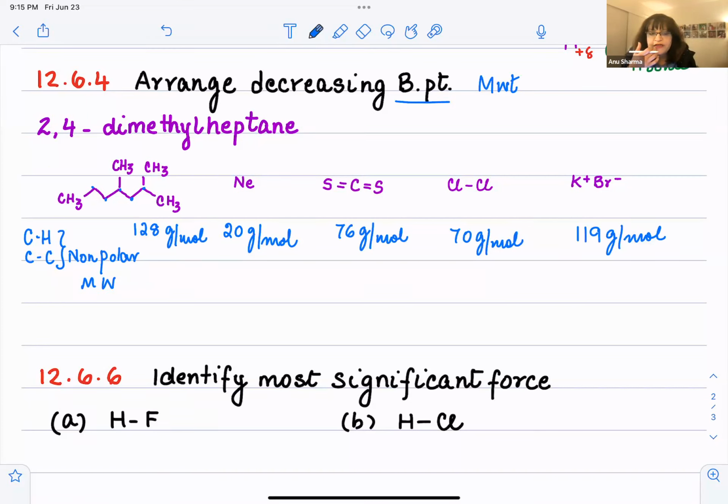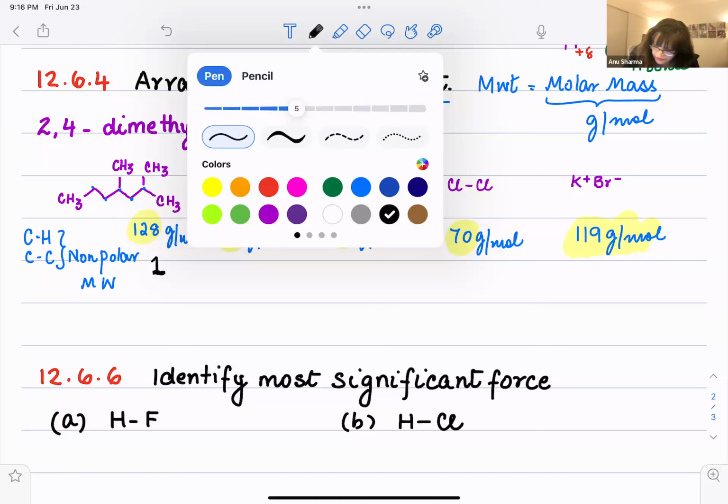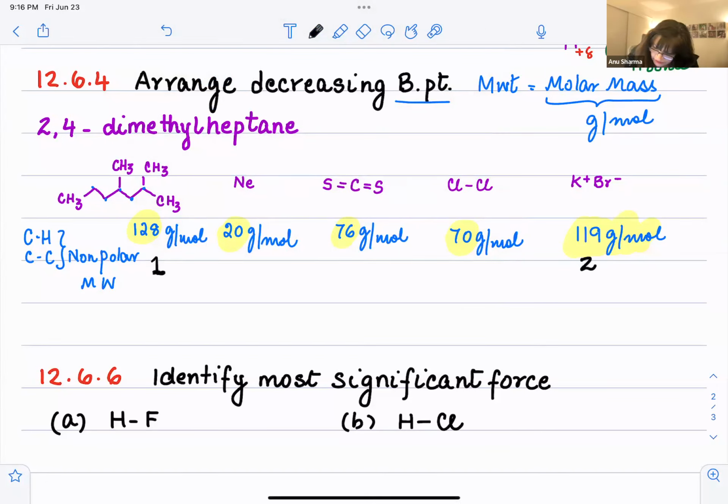Okay, so I got the molecular weights of these. Molecular weights are also called molar mass. So the units for the molar mass are grams per mole. This is something you will see even if you do it online. Anyway, so here the weights are 119, 70, 76, 20, 128. So obviously we see that, so let's put this here. The minimum is this. So arrange in the decreasing order. The maximum is this one. So first is this. Second is this one. Third is this. Fourth is this. And fifth is this. Okay, so this is how you will arrange.